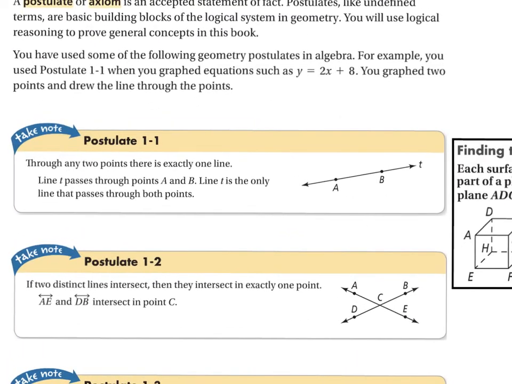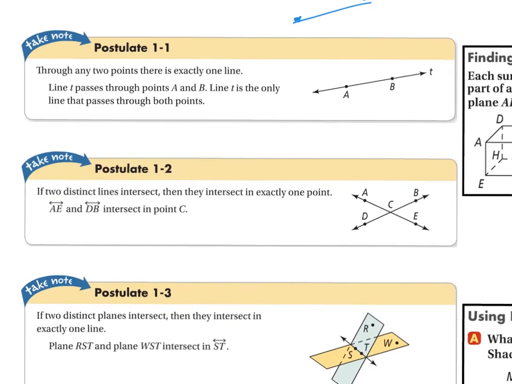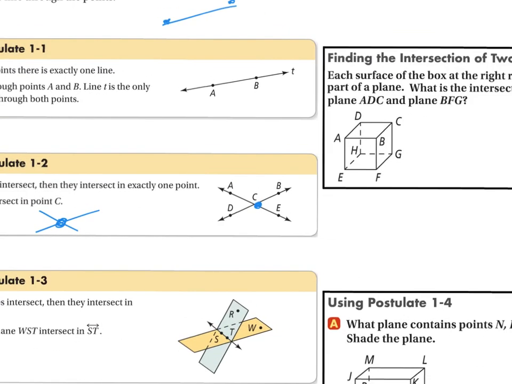So the postulate 1-1, through any 2 points there is exactly one line. So if I put 2 points anywhere, here's a point, I could draw a line through it. That's all that says, nothing fancy. Postulate 1-2, if 2 distinct lines intersect, then they intersect at exactly 1 point. So AE and DB intersect at point C. Okay, so 2 lines have an intersection point. If they intersect, they intersect at 1 point.